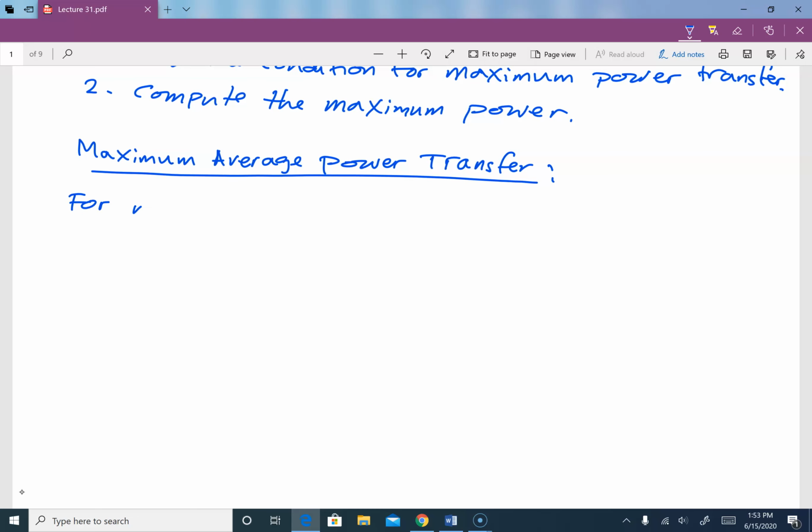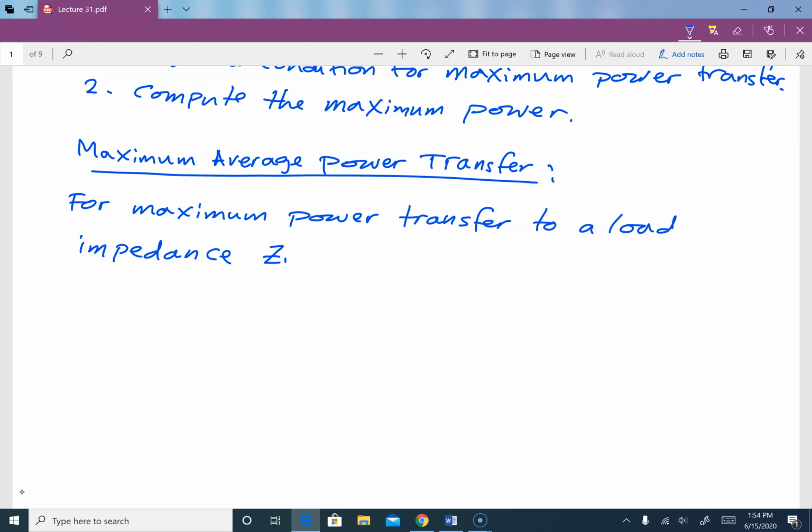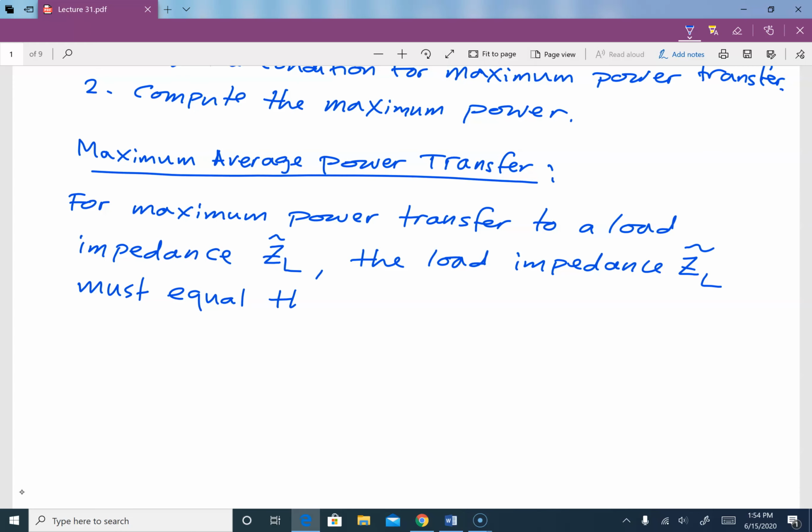So for maximum power transfer to a load impedance ZL, the load impedance ZL must equal the complex conjugate of the Thevenin's impedance.